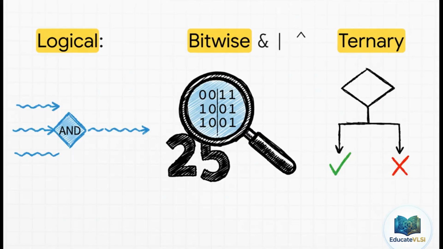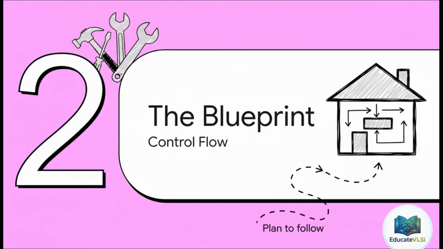Then you've got logical operators. These let us chain conditions together, like asking if a number is greater than 10 and less than 20. Bitwise operators are a bit more advanced. They work directly on the ones and zeros that make up data, which is super powerful stuff. And finally, there's this cool little shortcut, the ternary operator. It's just a super compact way of saying, if this condition is true, do this thing, otherwise do that thing. A real space saver.